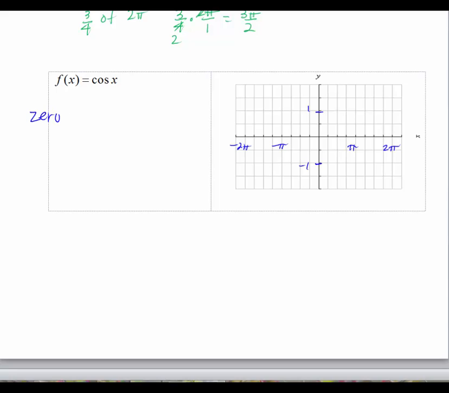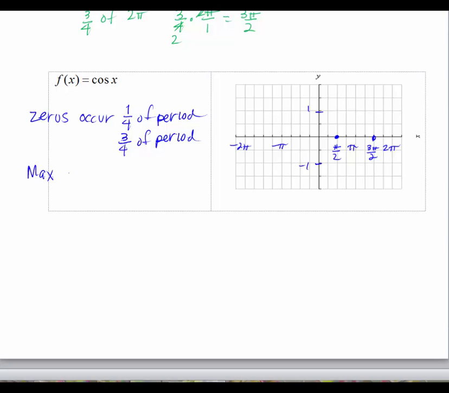Remember, zeros are x-intercepts. And now for cosine, the zeros or the x-intercepts occur at a quarter of the period and 3/4 of the period. So a quarter of the period would be at pi over 2, which is right here. And then 3/4 of the way would be at 3 pi over 2, which is right here. So those are my zeros, my x-intercepts.